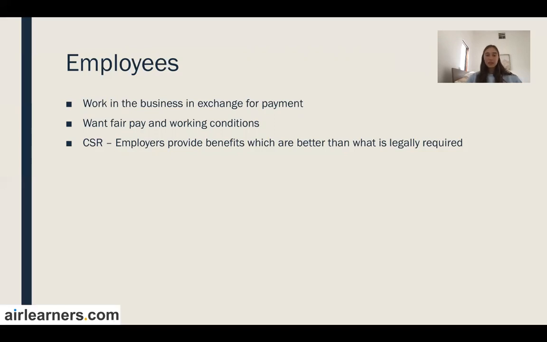Employees work in the business in exchange for payment, and their main interest is to receive fair pay and fair working conditions. In relation to CSR, the business can go above and beyond what they're legally required to do by providing the employee with better entitlements. That might be better pay than what's legally required, better working conditions than what's legally required. That might mean more flexible working hours or more holiday leave. And so that's one way that the business can implement CSR in relation to their employees.